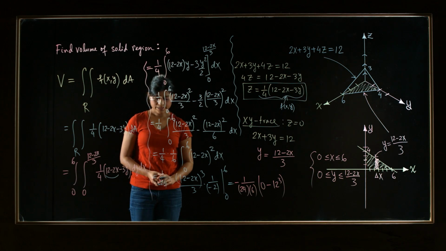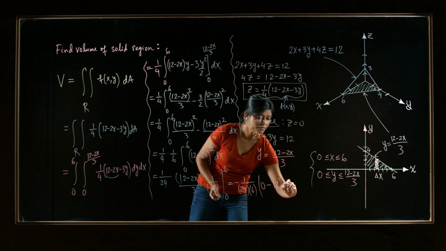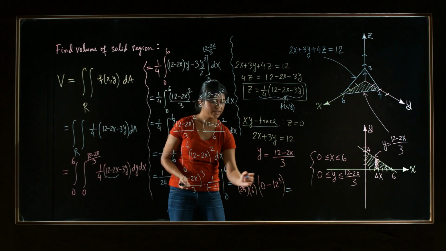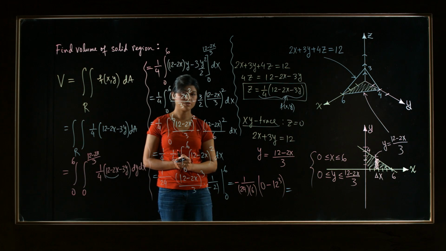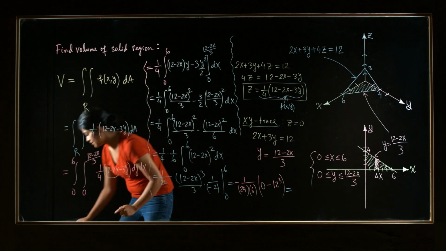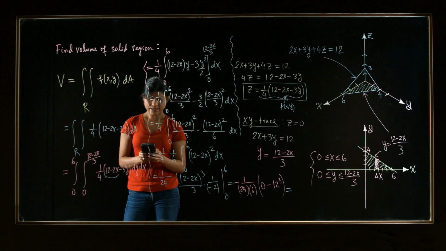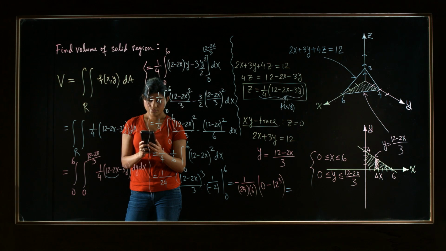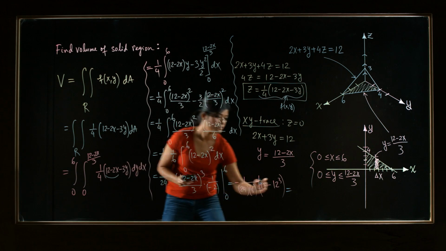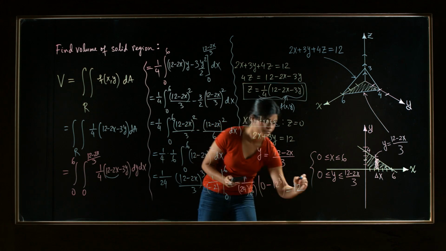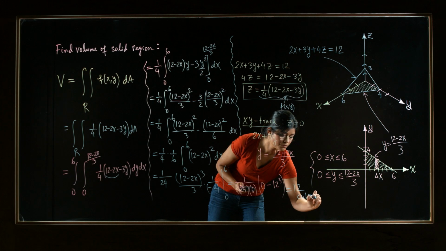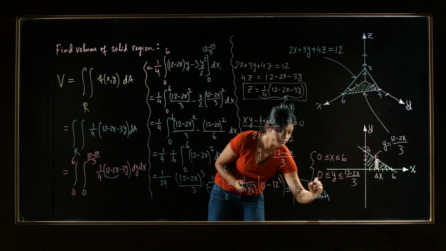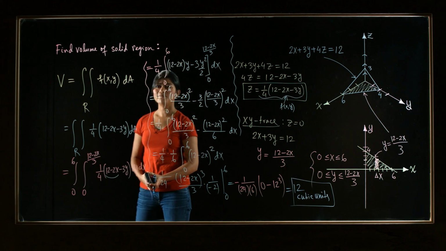And then finally, when you simplify this, you will get a positive sign, and then you will have 12 cubed over 24 times 6. Let's quickly compute that using a calculator. So 12 cubed divided by 24 times 6, and that's 12. So the volume is 12 cubic units. That completes the problem. Thank you.